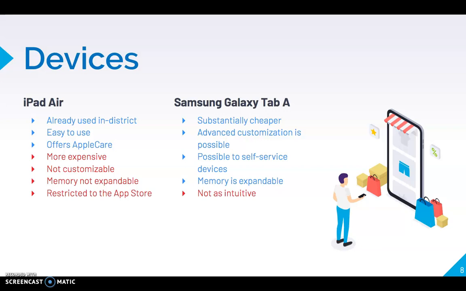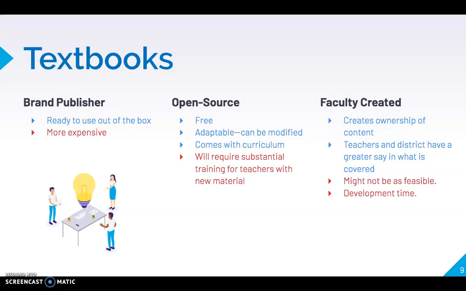Samsung Galaxy Tab A being substantially cheaper, you're allowed to customize a lot of settings. It gives the district way more latitude to be able to do more things with those devices and grow with them. Especially since the memory is expandable and it's possible to buy parts, whereas Apple currently restricts who can service them, who gets parts. Samsung does not. You could buy spare parts from an OEM manufacturer on Amazon and do a lot of those repairs in-house. Only downside is it's not as intuitive for students.